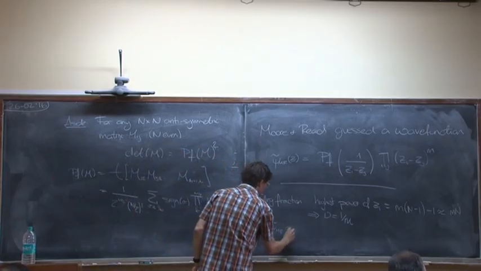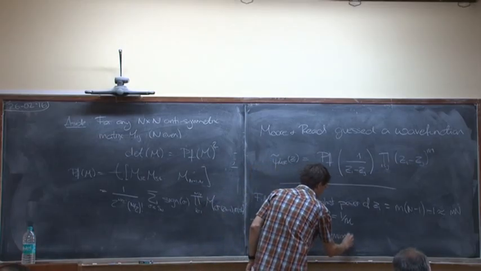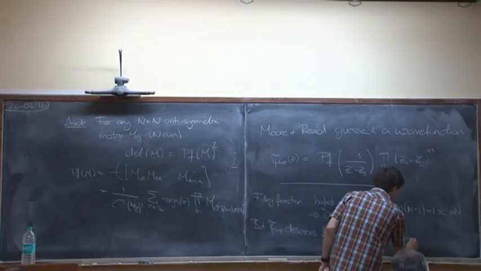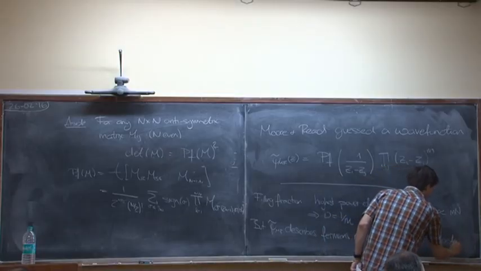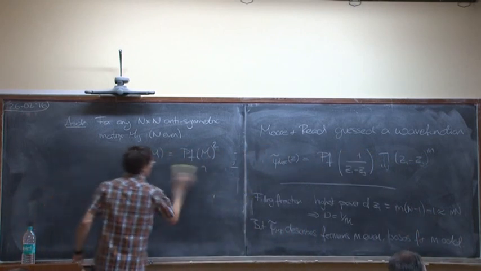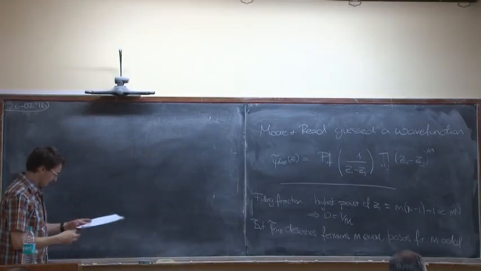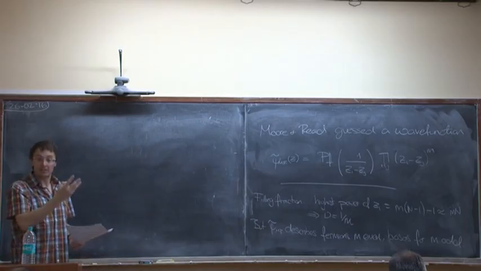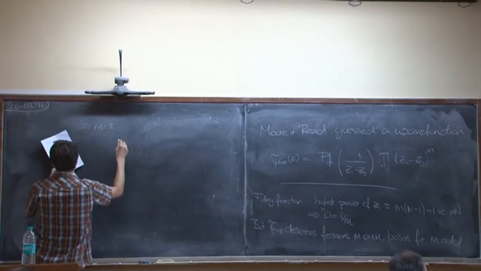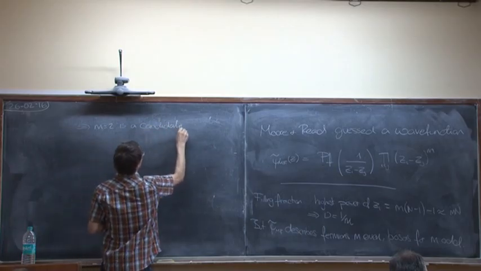So psi tilde Moore-Read describes fermions for m even and bosons for m odd, which is the opposite from the Laughlin state. So it means that m equals 2 is a candidate state.